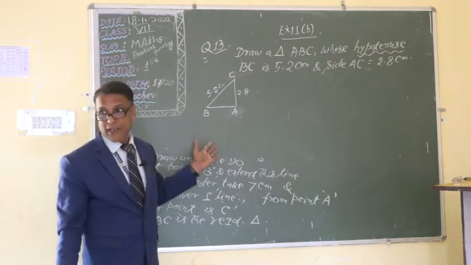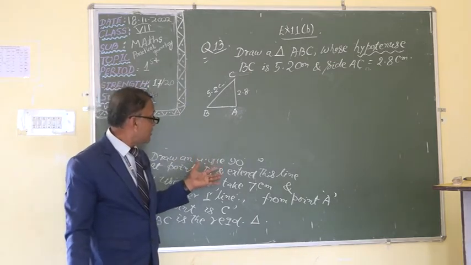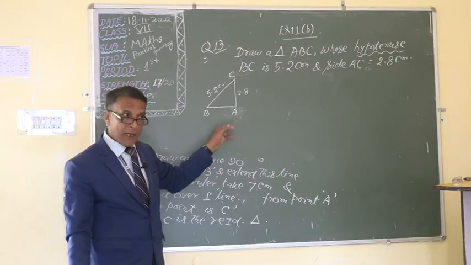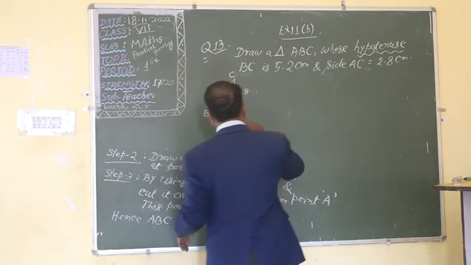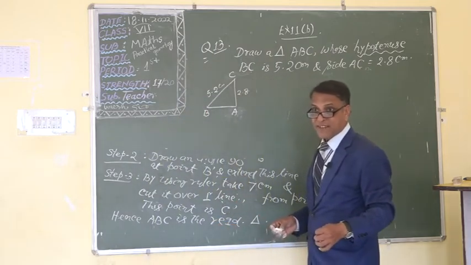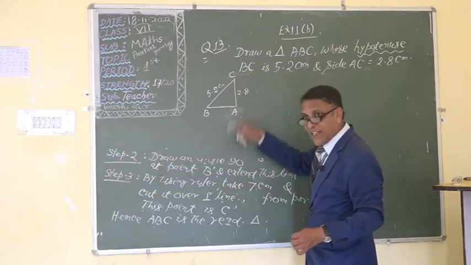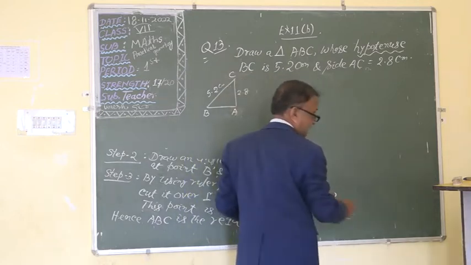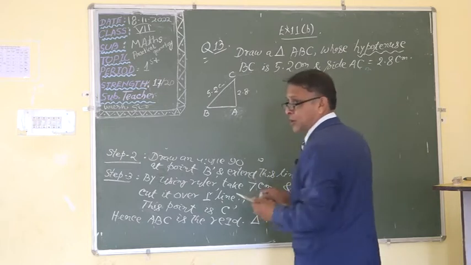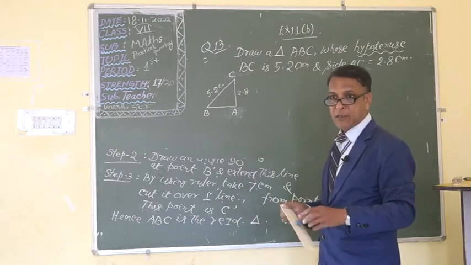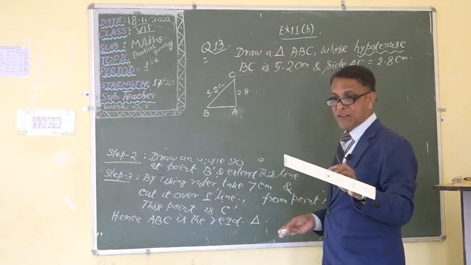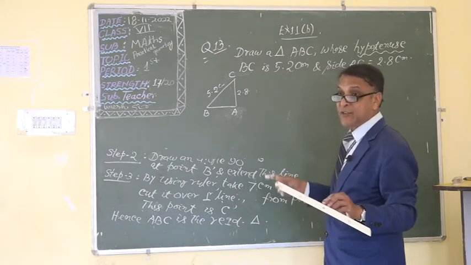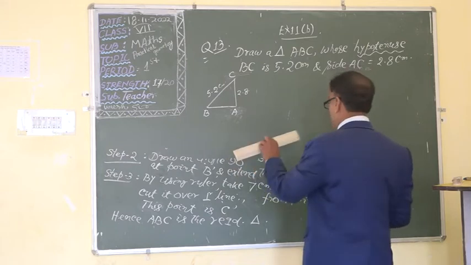And which angle will be the right angle? Angle A. So which one you will take as the base? CA. Very good. CA. So first you take CA of length 2.8 centimeter. First, using your scale, you take AC, that is equal to 2.8 centimeter.